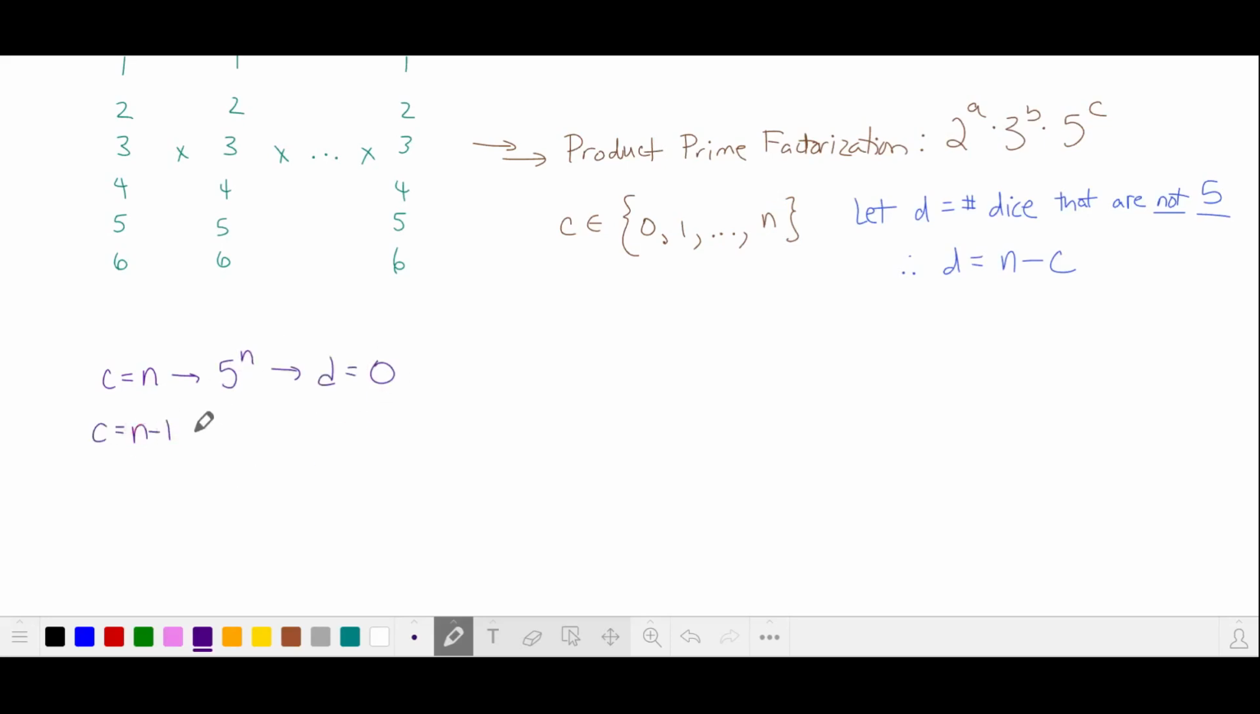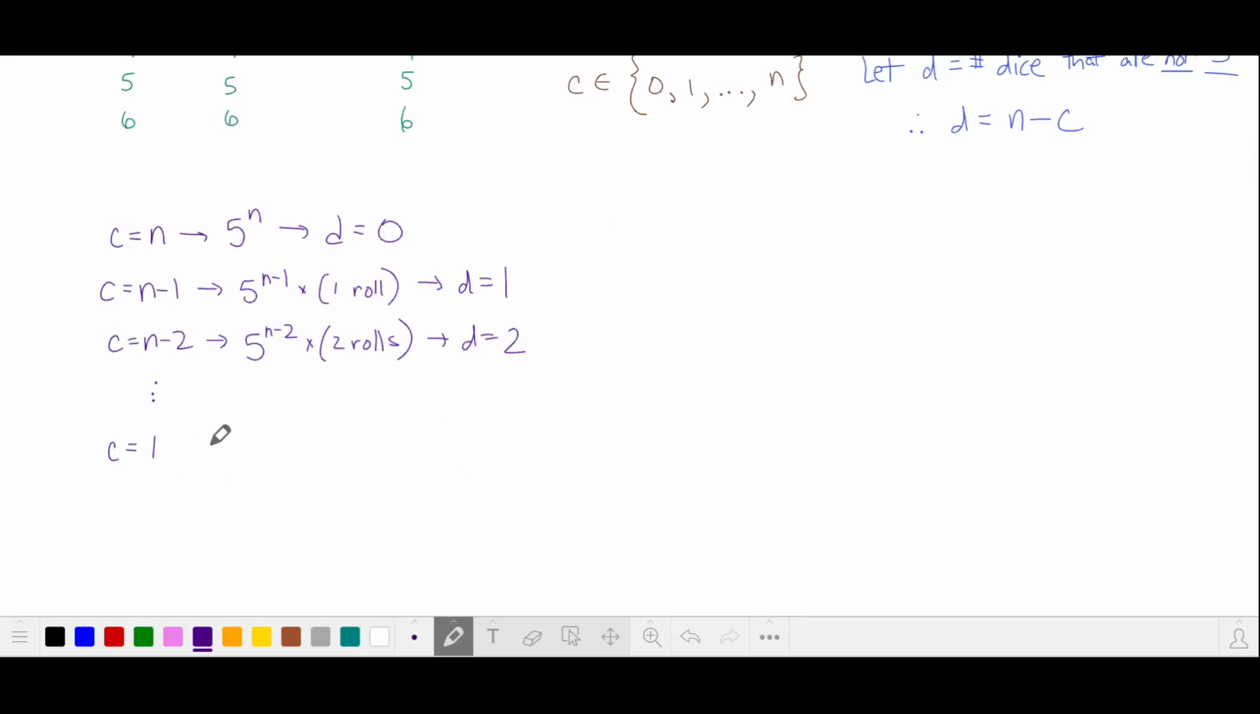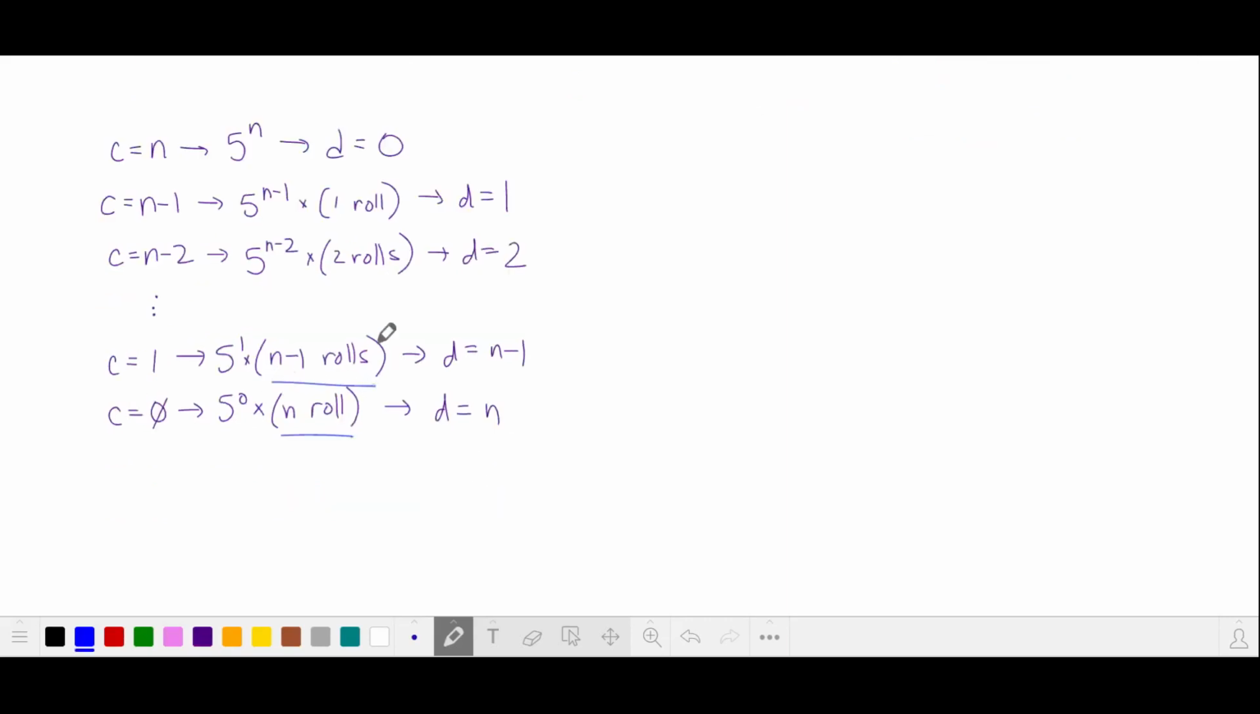If c is equal to n minus 1, n minus 1 of our dice are going to show a 5, and we'll multiply that by one more roll, so d is equal to 1. If our prime factorization has 5 to the n minus 2, we're going to multiply this by 2 additional rolls, so d is equal to 2, and so on. If only one of our dice shows a 5, our prime factorization is going to include one 5 only, multiplied by an additional n minus 1 rolls, so d is equal to n minus 1. And finally, this is the case where we have no 5s. We'll be multiplying n rolls together, and d is equal to n. This count here, from 1 to n, these are rolls that are not a 5.